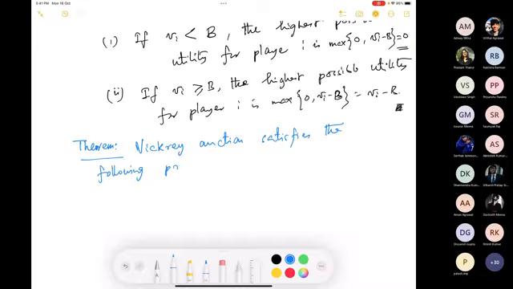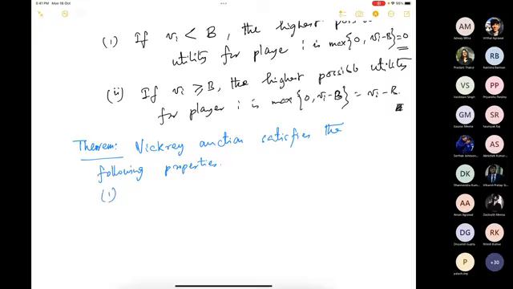Following properties. The first property is that, as we have just proved, bidding valuation always maximizes the utility, and this is called, in game theoretic terms, dominant strategy incentive compatible.